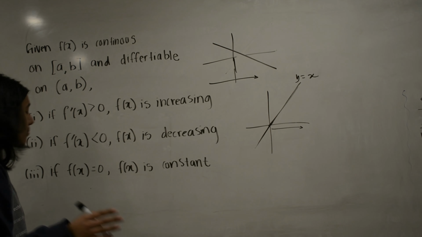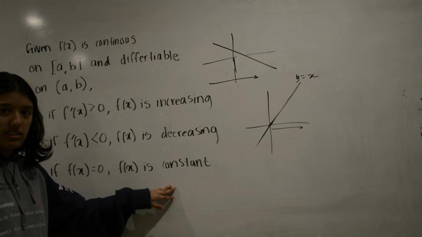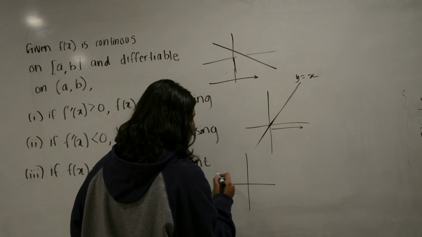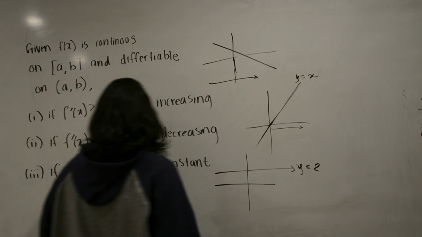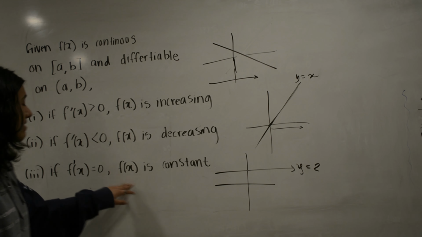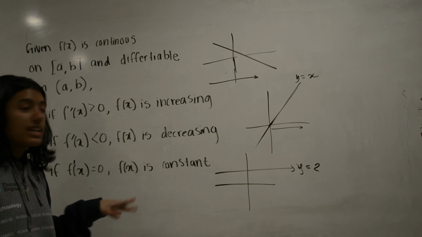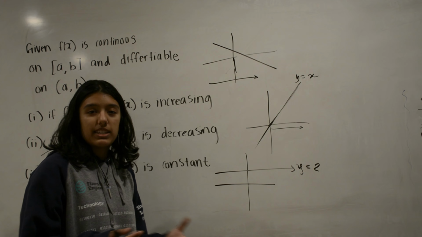Now, our third rule is if f prime of x equals 0, then f of x is constant. An example would be just a straight line, maybe like y equals 2. Because this is f prime, if f prime of x is 0, then f of x is constant. Now that we know all these three rules and how they apply to graphs that you may have already seen, let's move on to some examples.